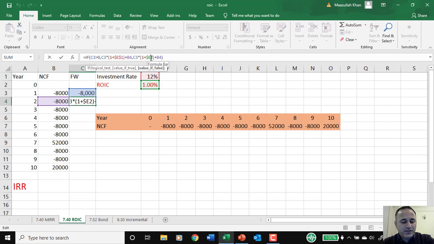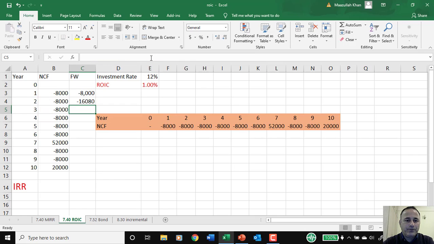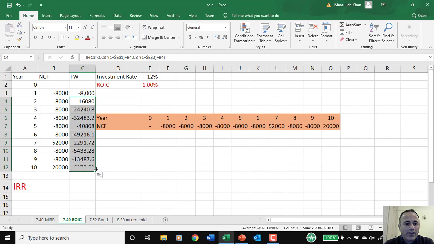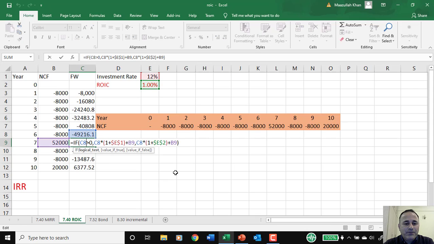I have to lock this as well. So lock. Okay, then what I can do, just copy it down. Now let me double click anywhere. So let me double click here. As you can see, the if condition is applied on this C8.